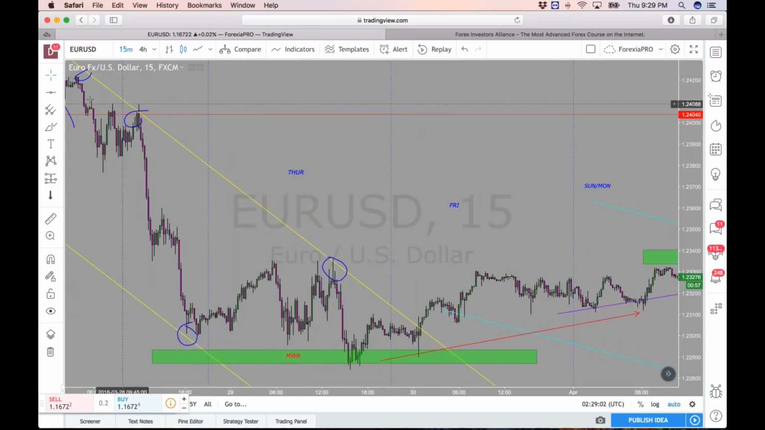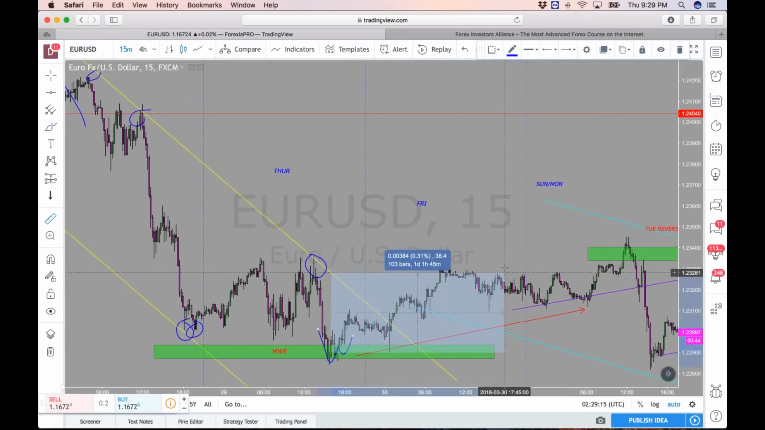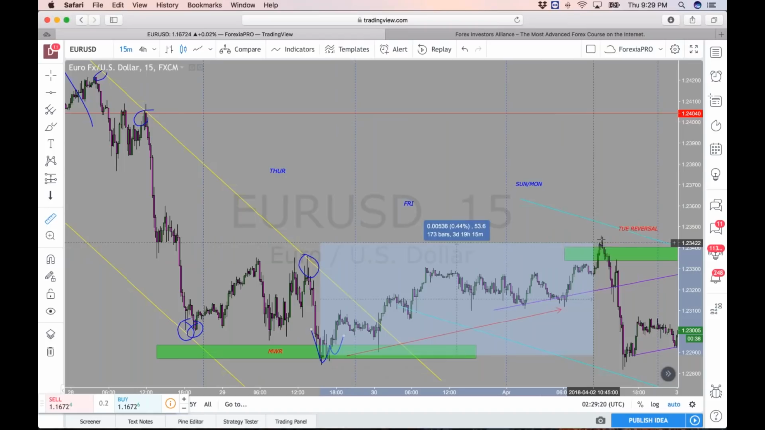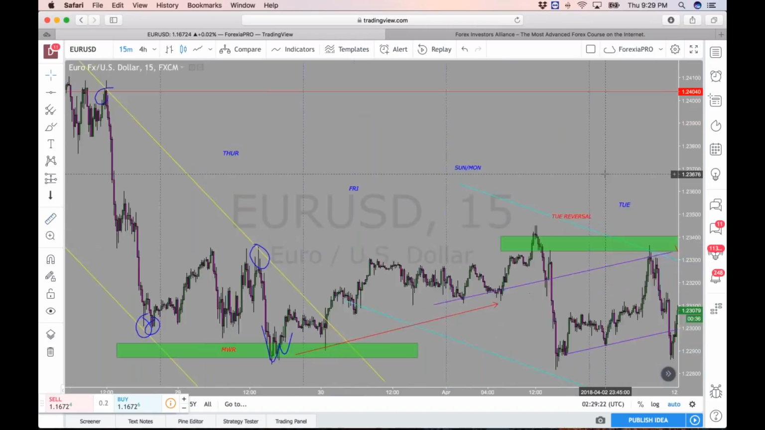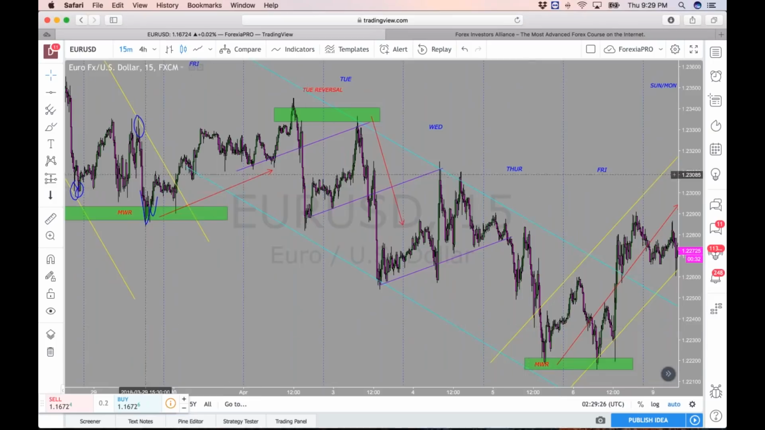You can see this was the low of the previous day. W formation off that low of that previous day for about a 40 pip reversal, maybe 55 pips, and then the next trend starts forming.